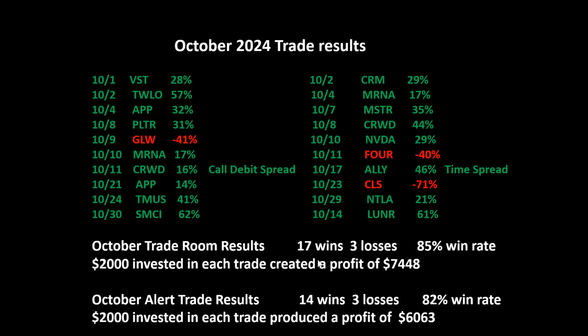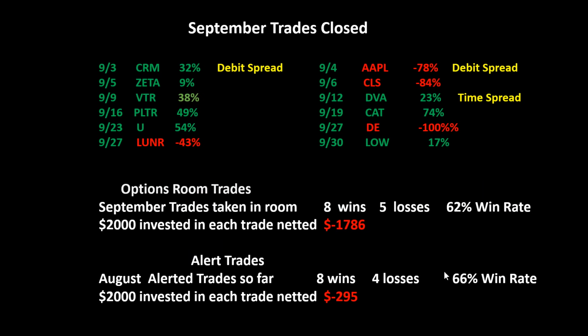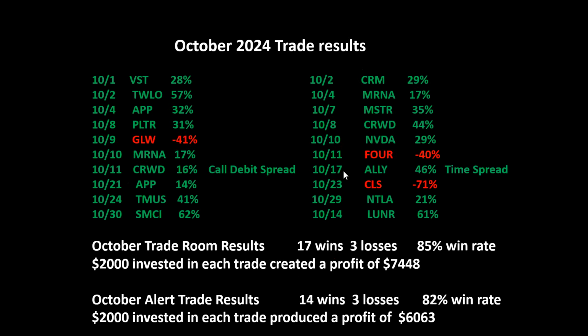So these were the October results. We bounced right back with 17 and 3 for 7,400 in profits, 14 and 3 on the alerts, 6,000 in profits. And in November trades, again, 14 and 2, not a lot of trades, but almost 6,000, and the win rates were nice. Notice the win rates in September. This is low. I've never had win rates this low in a long, long time, but that happens.